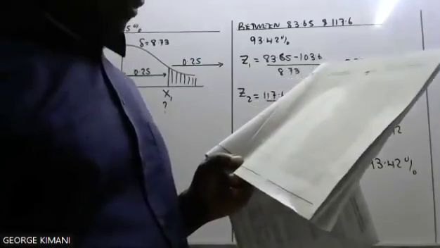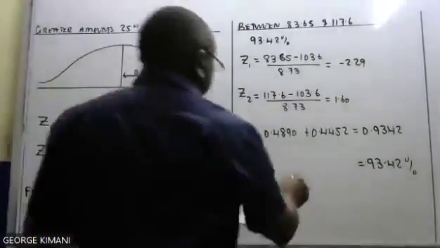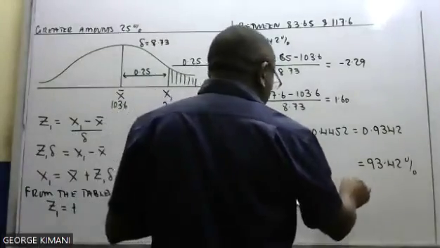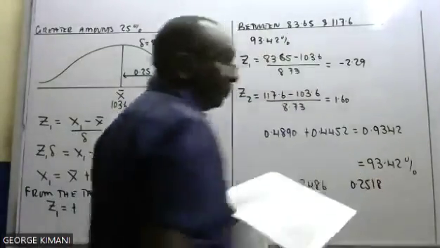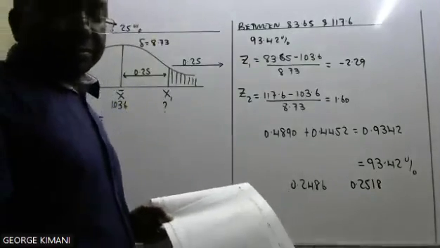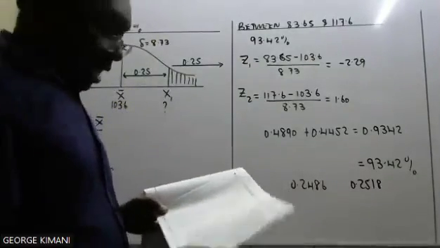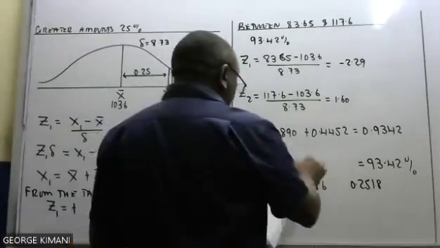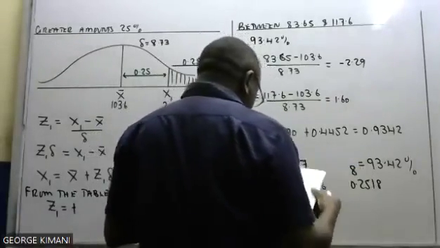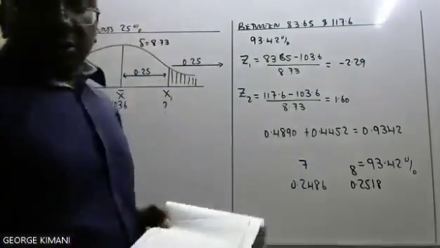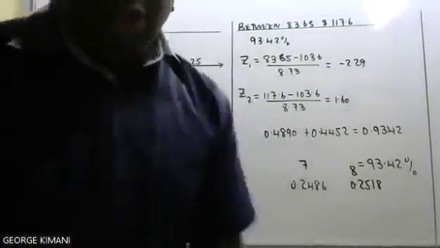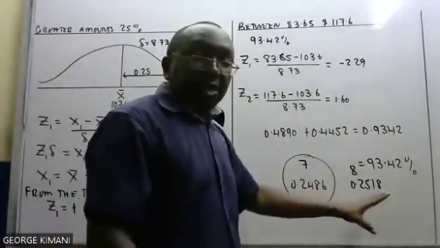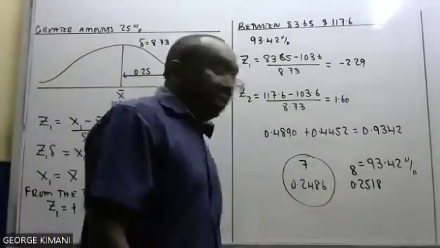So 0.25 is between 0.2486 and another one, 0.2518. So you can either pick one of them. Now this 0.2486 is under column 7 and this is under column 8. So I'm going to pick this one. But I'm saying you can as well pick this one. But for now, for uniformity purposes, let's take this one.